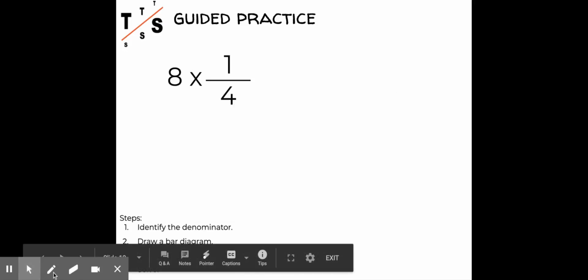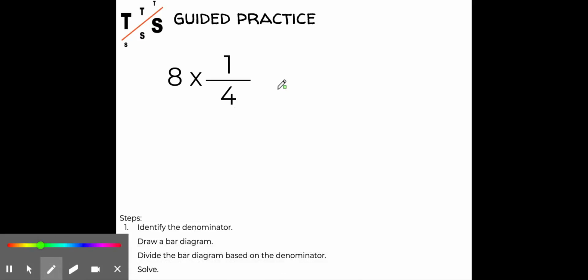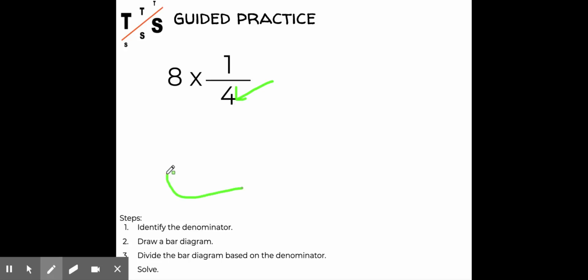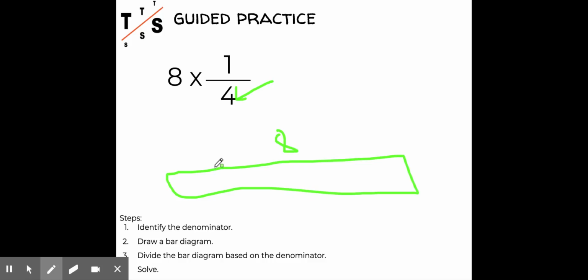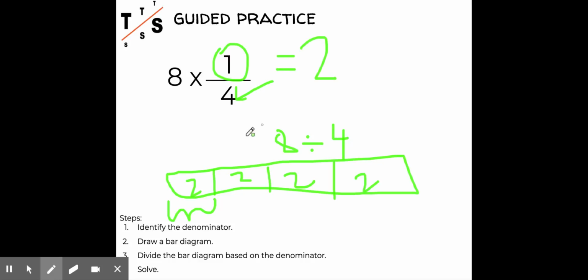Let's take a look at this one, 8 times 1/4. So my denominator is 4. Going to draw my bar diagram based on my whole number, which is 8. Divide my bar diagram based on the denominator, which will be 4, as equal as I can. 8 divided by 4 is 2, so that means 2, 4, 6, 8. I'm looking at my numerator to solve, which would just be one piece. So 8 times 1/4 is equal to 2.